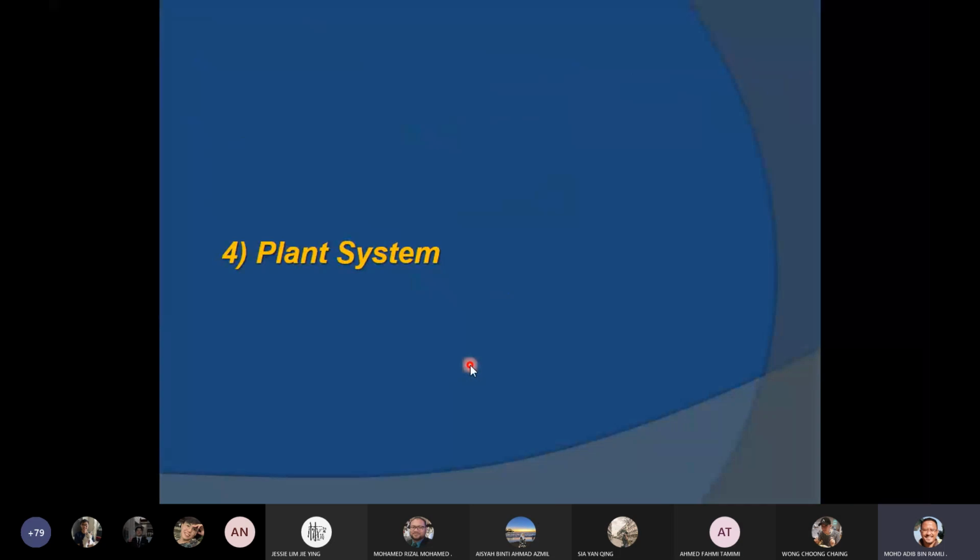All right, so basically that's all for the package unit. It's quite simple and quite straightforward. Okay, so now let's look at the bigger system, which is the plant system.